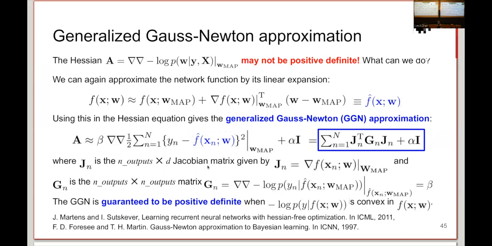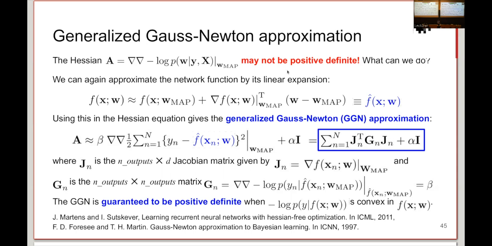And with neural networks, it may be that your optimization method gives you a MAP solution, but that point the optimization method returns might not be a local optimum. It could be a saddle point. And your Hessian may not be positive definite. And when that happens, you run into problems.